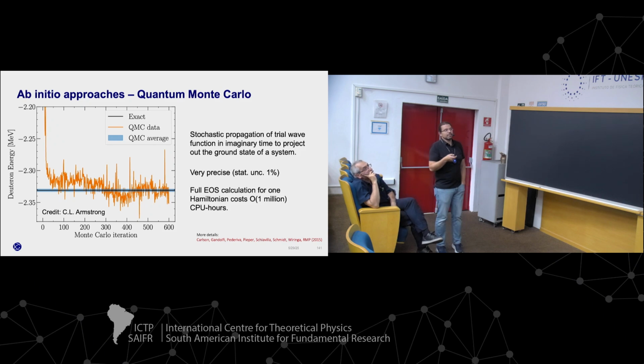But it's very expensive. It's usually very precise. You have very low uncertainties, as you can see, but it's also very expensive. If I wanted to calculate the equation of state, it cost me 1 million CPU hours or something per Hamiltonian.